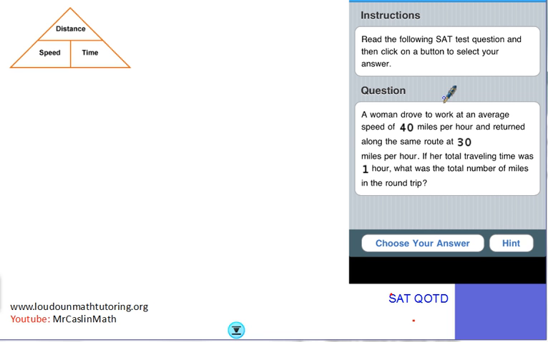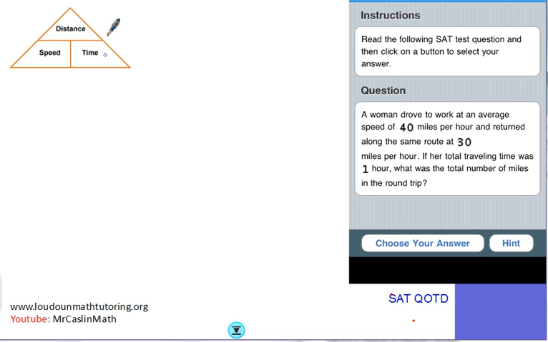Okay. In this question, a woman drove to work at an average speed of 40 miles per hour, and she returned along the same route at 30 miles per hour. If her traveling time was 1 hour, what was the total number of miles in the round trip? Alright, so this is a distance, speed, time problem.